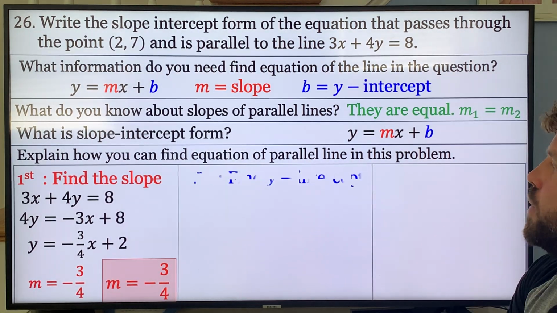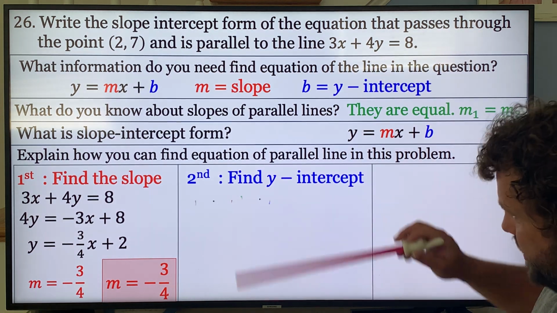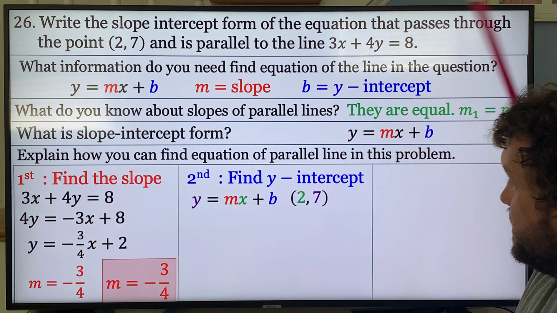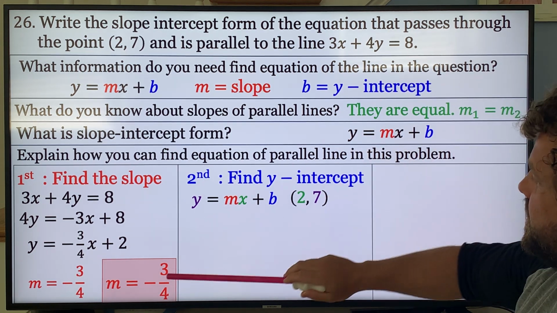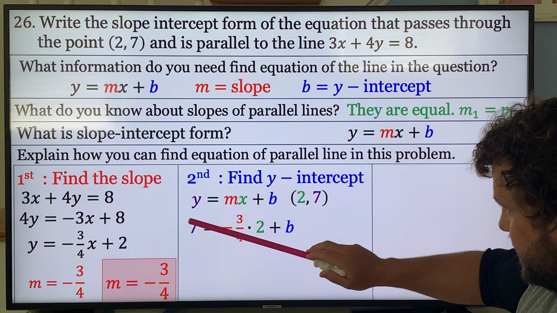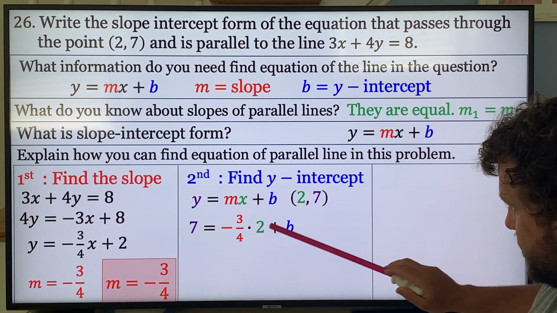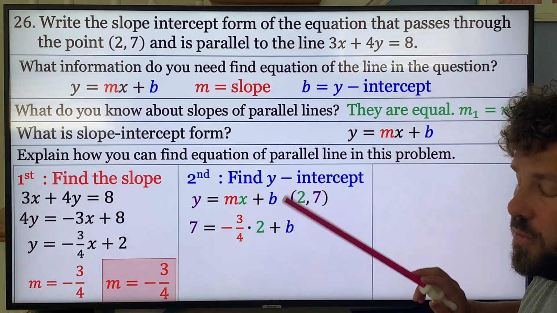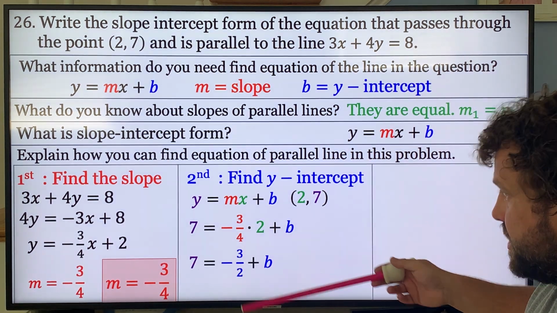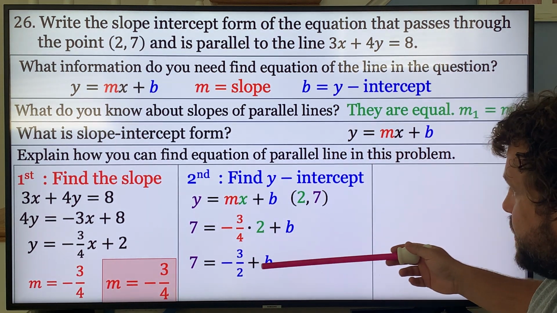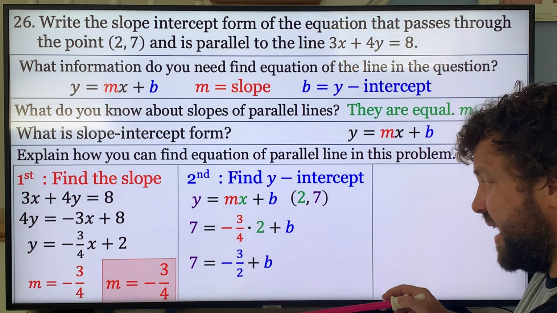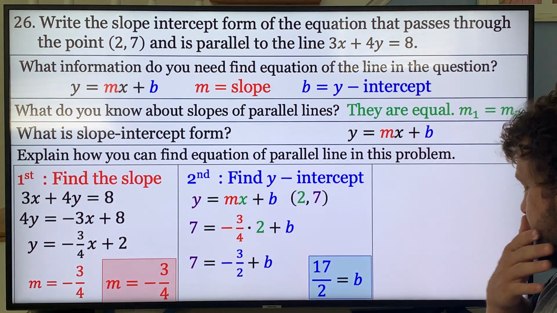Step 2, we're going to find the y-intercept, find b. We're going to take our equation and plug in x and y, which is 2 and 7. We're going to plug in our slope, which is negative 3/4. 7 equals negative 3/4 times 2 plus b. Negative 6 over 4 reduces to negative 3/2. 7 equals negative 3/2 plus b. 7 plus 3/2 is 8.5 or 17 over 2.